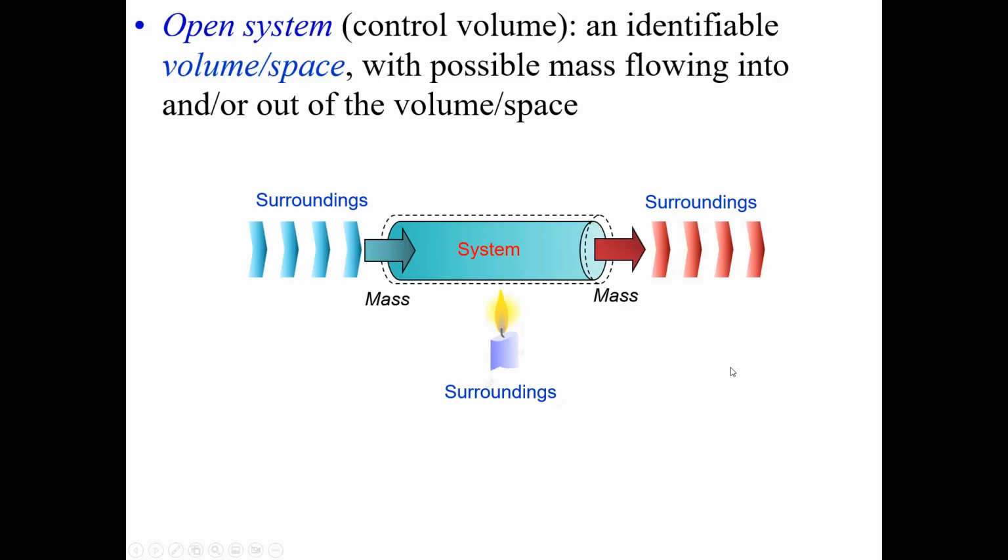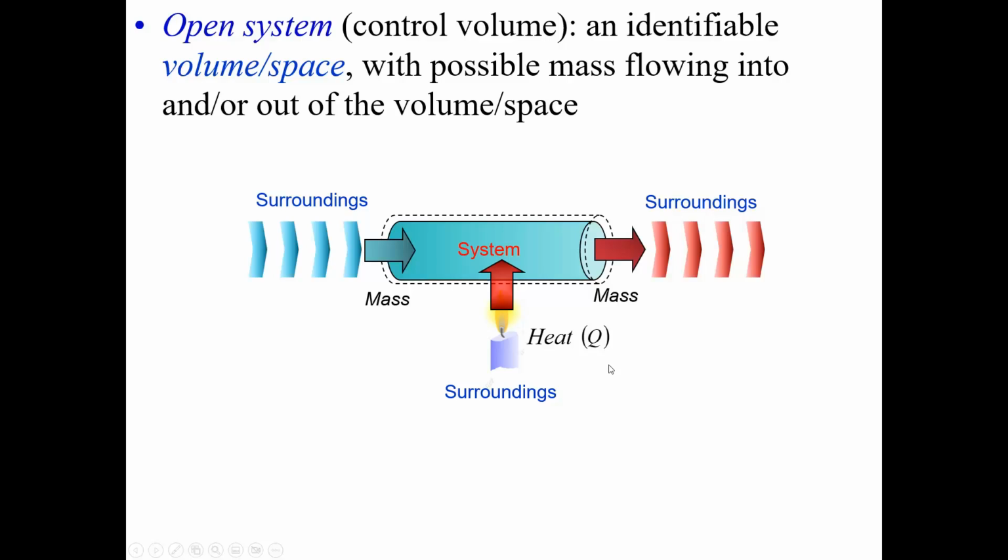In fact, for such an open system, all three interactions between the system and its surroundings are possible. Recall that there are three possible interactions between a system and its surroundings, which are heat transfer, work transfer, and mass transfer. Obviously, for such an open system, mass transfer definitely is possible, and heat transfer again is possible, and in fact work transfer is also possible.